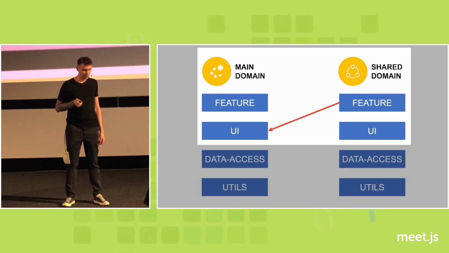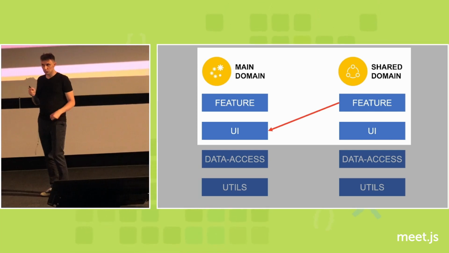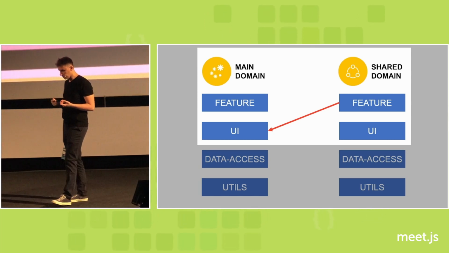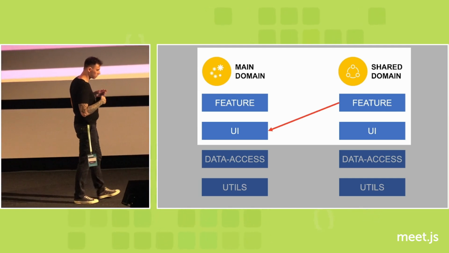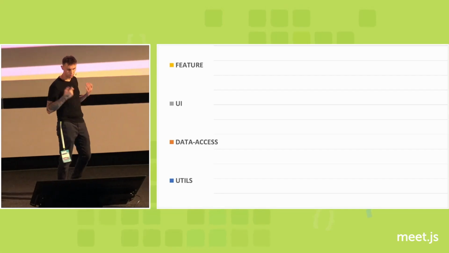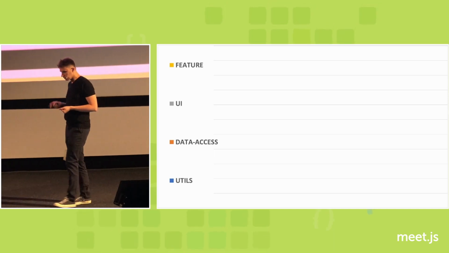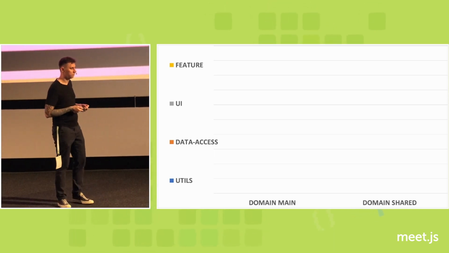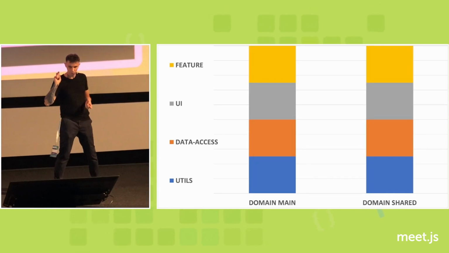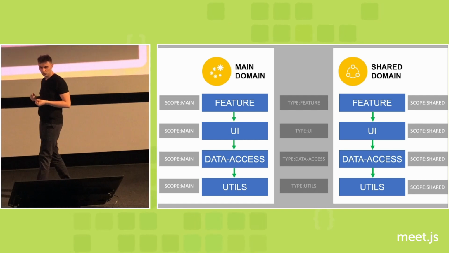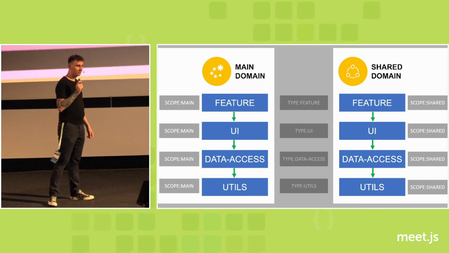I didn't mention before, but the tags mechanism is multi-dimensional. So you could think about it like a multi-dimensional array or many axes on a chart. So right now we have one level: feature, UI, data access, and utilities. And let's add domains. If we put everything together, it looks like that. And if we put that into the code, it will look like that.